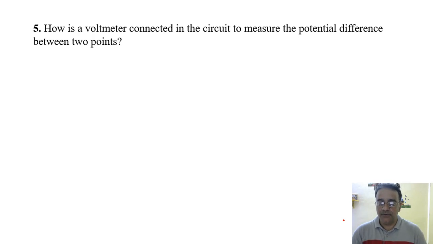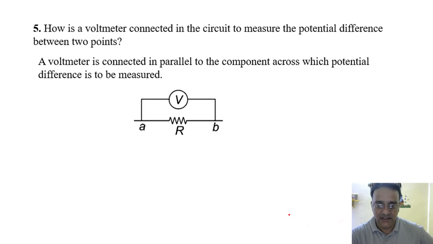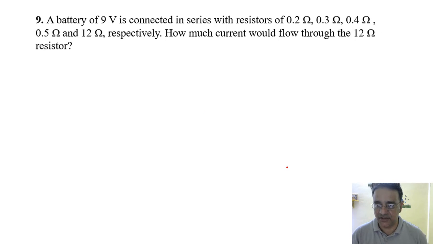Okay, so parallel combination हम लोग देखे थे, जितने भी components रहते हैं उनमें जो voltage रहता है वो same रहता है. ठीक है, so voltmeter भी हम लोग क्या करेंगे, will connect in parallel to the component across which the potential difference we have to measure. Okay, so this is the diagram. Suppose one component is there, so we will connect it in parallel to measure the voltage.